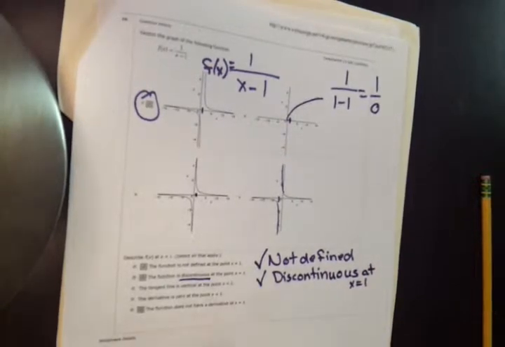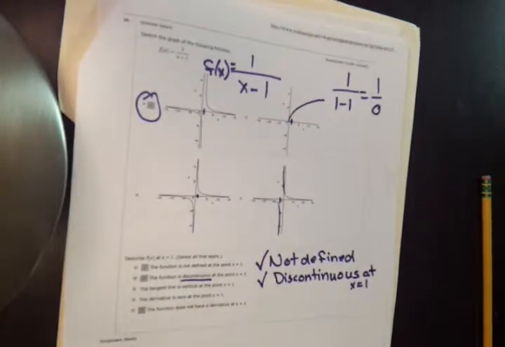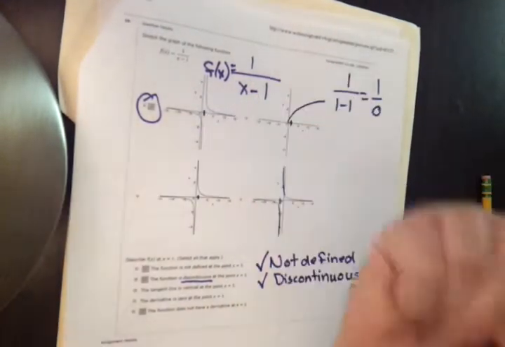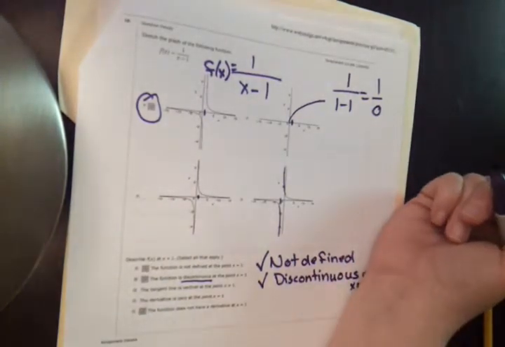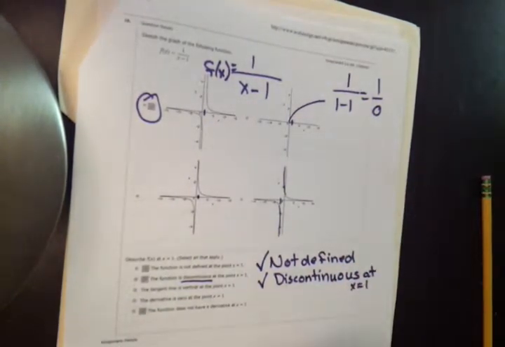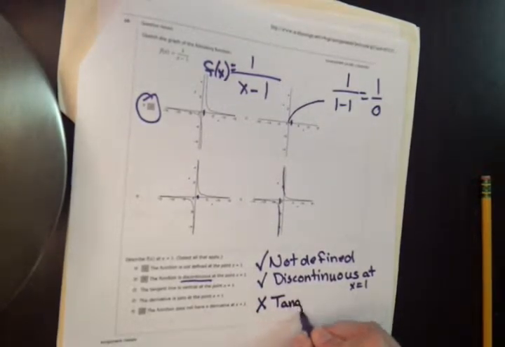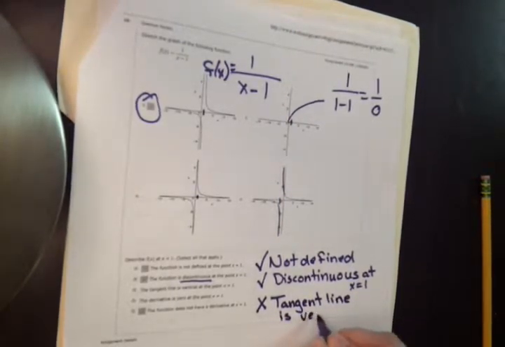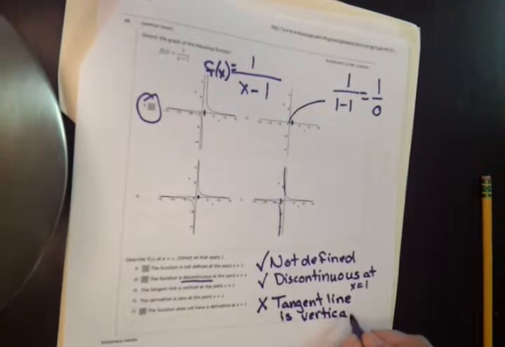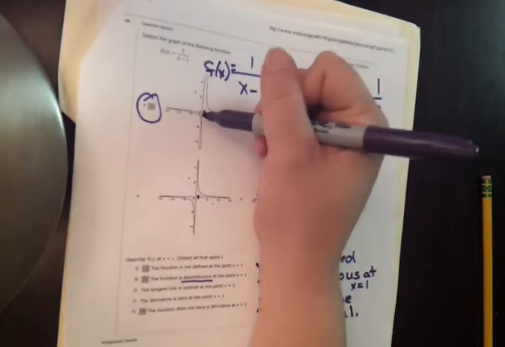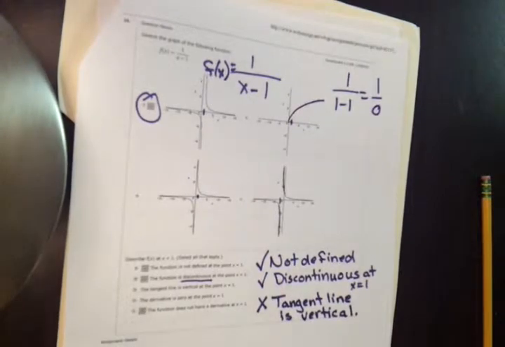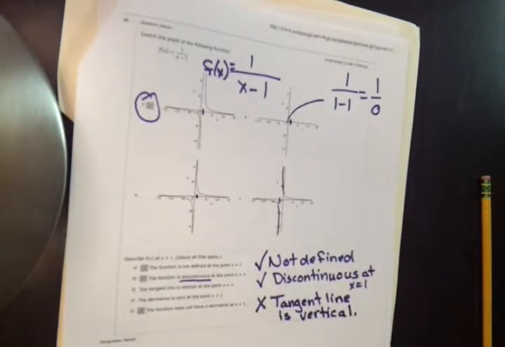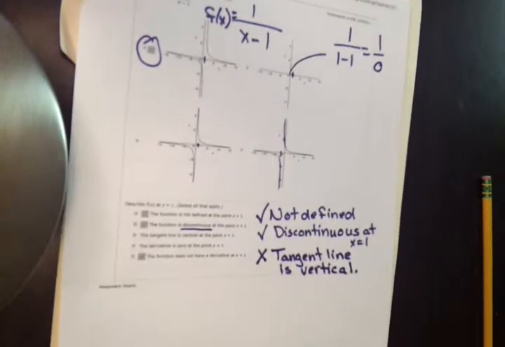Okay, so that's true. Now they're saying the tangent line is vertical at the point x equals 1. We don't even have a point at x equals 1, so we can't draw a tangent line at x equals 1. So that can't be it. I'll put an x here. The tangent line is vertical. That's wrong for a couple of different reasons, but most importantly, we don't even have a point to draw a tangent line to the graph there.